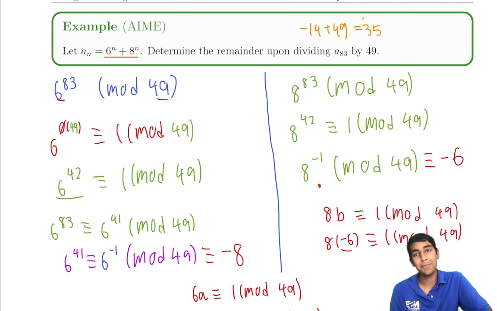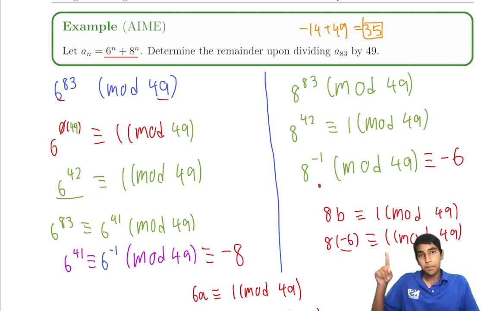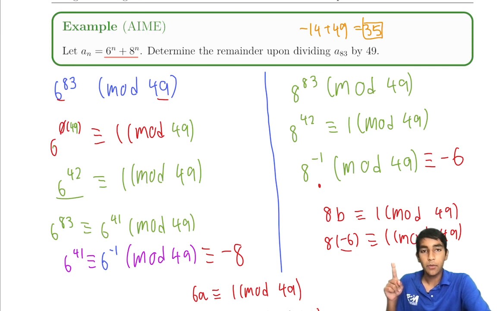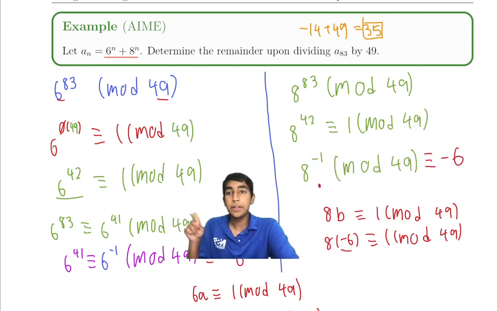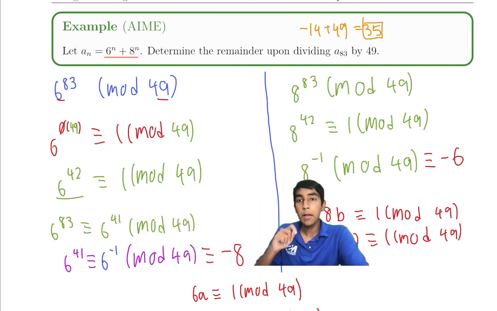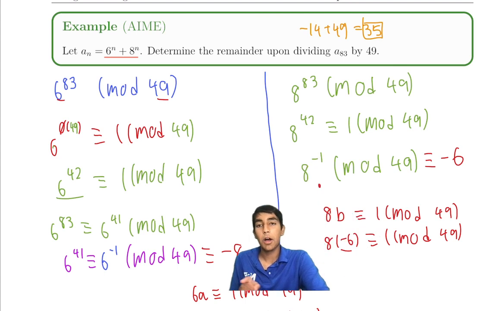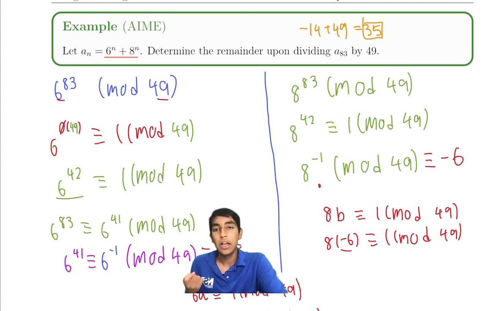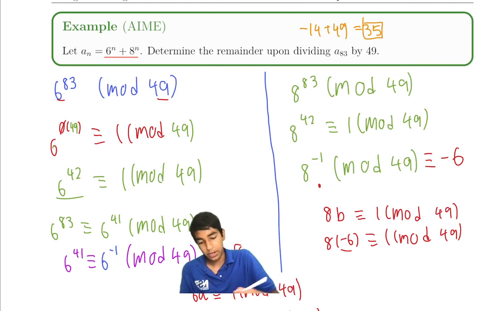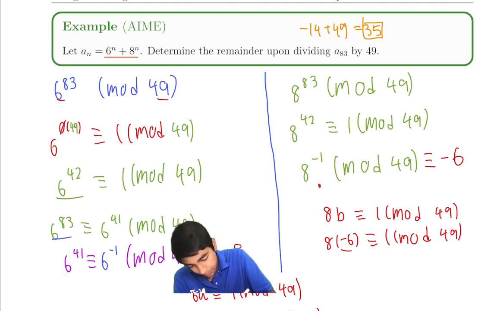A very interesting problem. Let's quickly recap. Basically, what we did first is we split it up. We know we can always add them up at the end. And then we found this by Euler's totient theorem. And then we saw that 6 to the 83 is just the modular inverse of 6 mod 49, because it's essentially 6 to the 83 times what will be equal to 1 mod 49. So essentially 6 to the 83 times 6 would be equal to 1 mod 49.